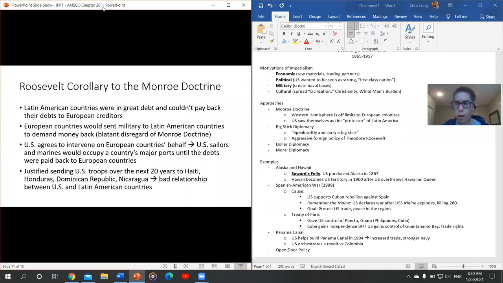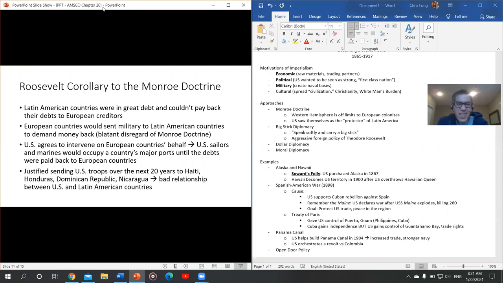Now, Teddy Roosevelt, he believed in the Monroe Doctrine. Monroe Doctrine, again, says that Europe cannot intervene in the Western Hemisphere. Basically, the Western Hemisphere is America's sphere of influence. And Roosevelt added his own little wrinkle to the Monroe Doctrine.